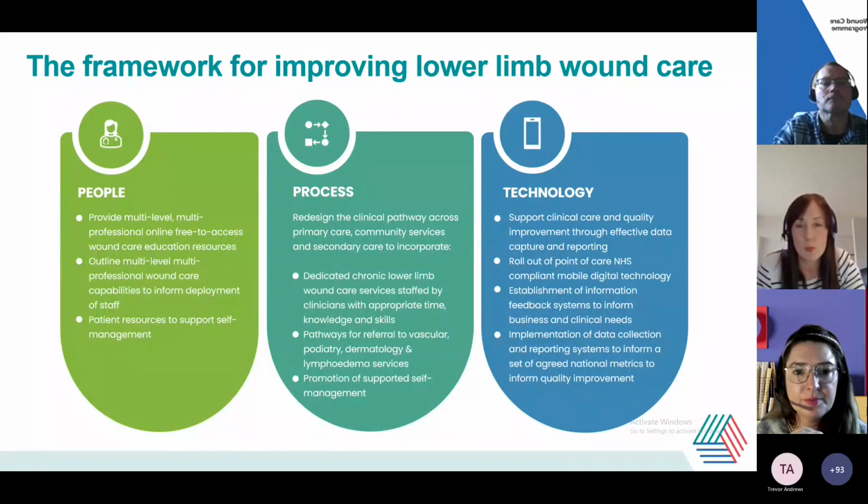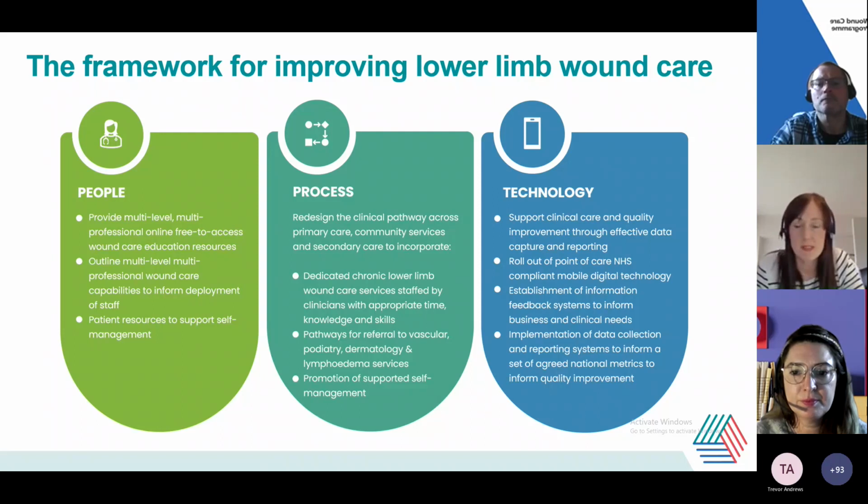So with people, we knew that we needed to outline a standard for wound care skills and knowledge and provide some high quality education to a multi-professional audience. And that also we needed some resources for patients and carers in order to educate, empower and support self-management.